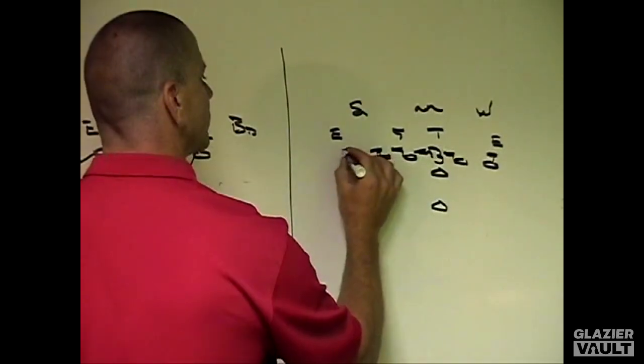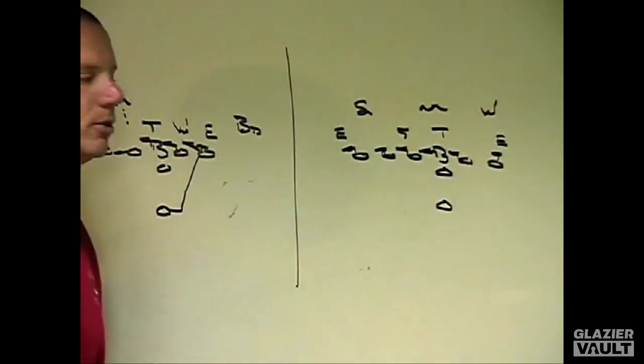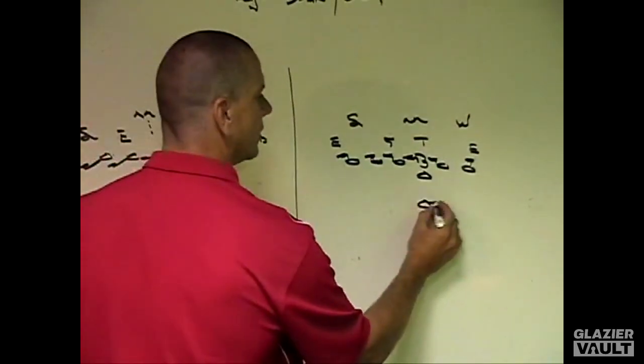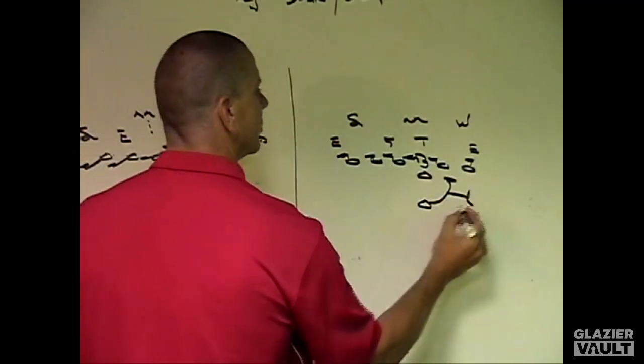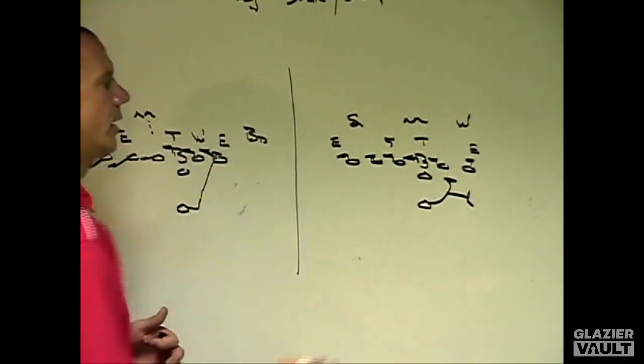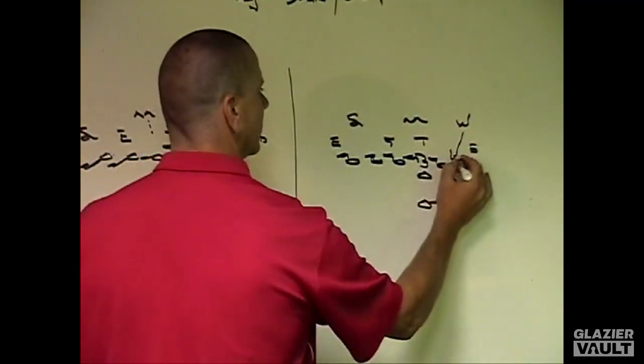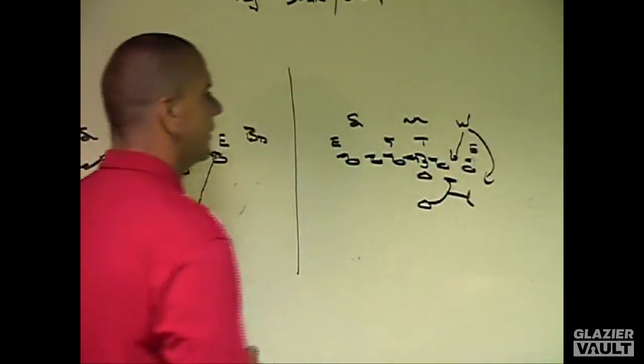You've got your nose to the nose of the man next to you. Running back still responsible to the right, and he's going to dual read. He's responsible for blitz here, blitz here.